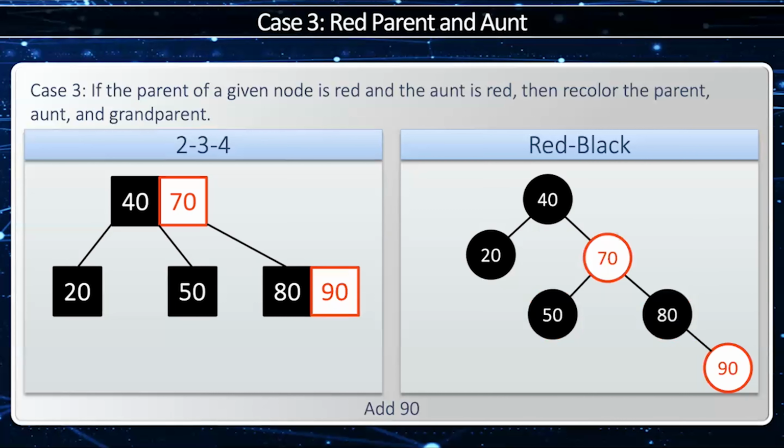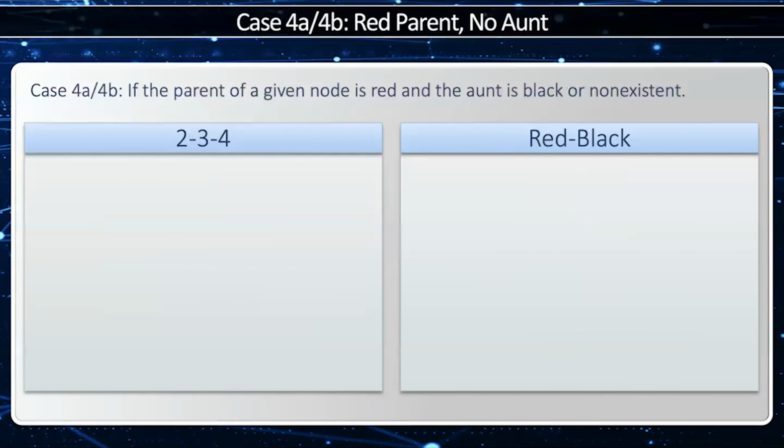Now, the transformation looks a lot easier in the red-black than it did in 2-3-4, but we're going to see it's exactly the same thing because the root node for the 2-3-4 is 40, 70, and the root node for the red-black is 40, 70. And then we're going to see that the rightmost node of 2-3-4 is 80, 90, and once again, 80, 90 is the same exact thing.